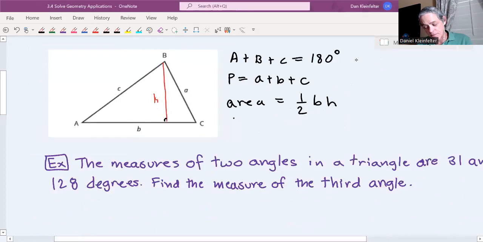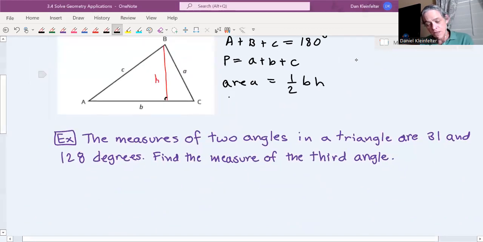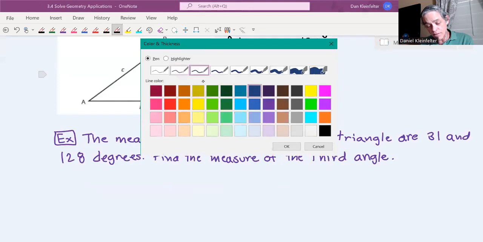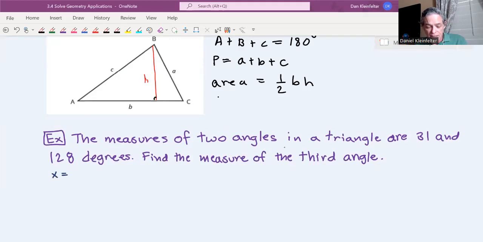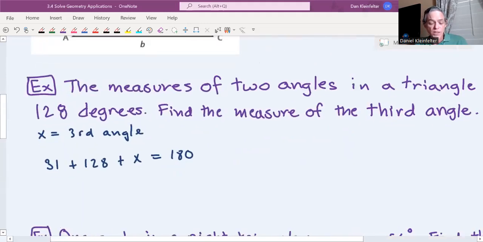So let's try some examples, first of all, involving angles. In this first one, it says the measures of two angles in a triangle are 31 and 128 degrees. We want to find the measure of the third angle. So I'm going to let x be the third angle, and then I'm going to write down an equation. I know that the total of the angles is 180 degrees in a triangle. So 31 plus 128 plus x, the angle that we're trying to find, has to make 180. That'll be our equation to solve.